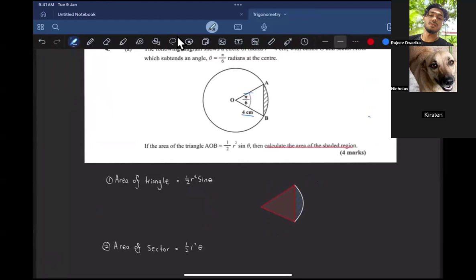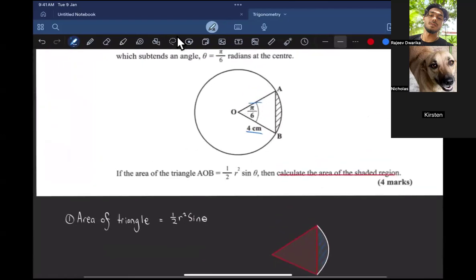Now your calculator is normally in degrees, typically. So all you're going to do is say a half, and put a half R squared sine theta in the calculator. Do we know? Oh wait, our angle is not in degrees. So I'll have to show you how to convert it.